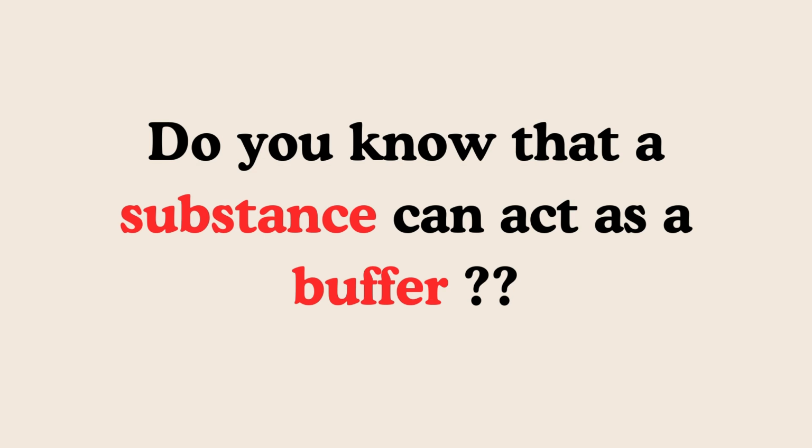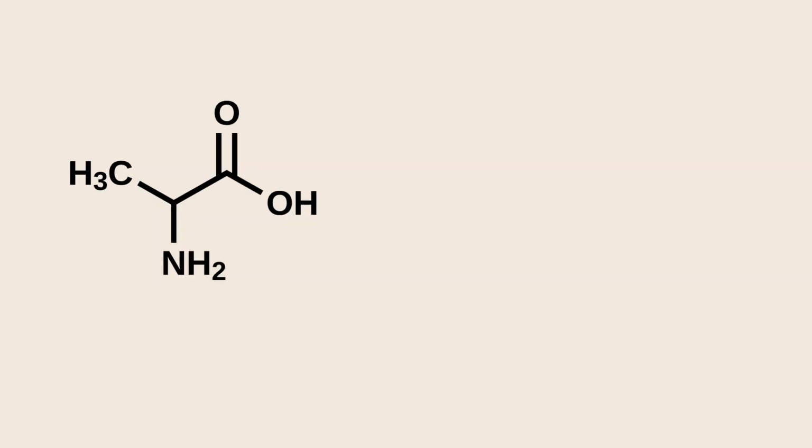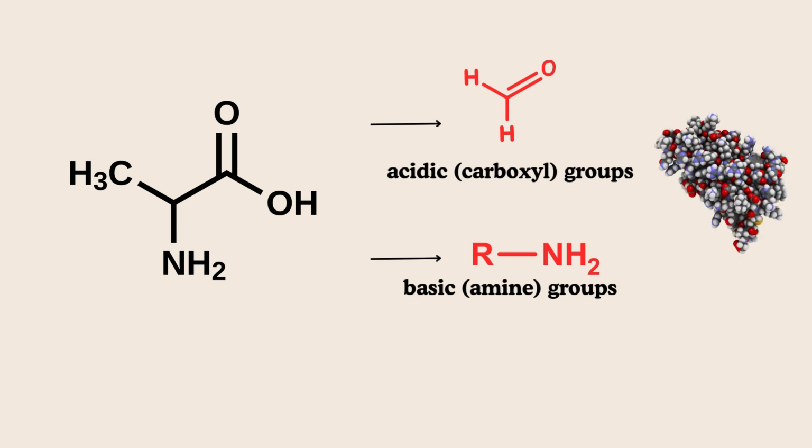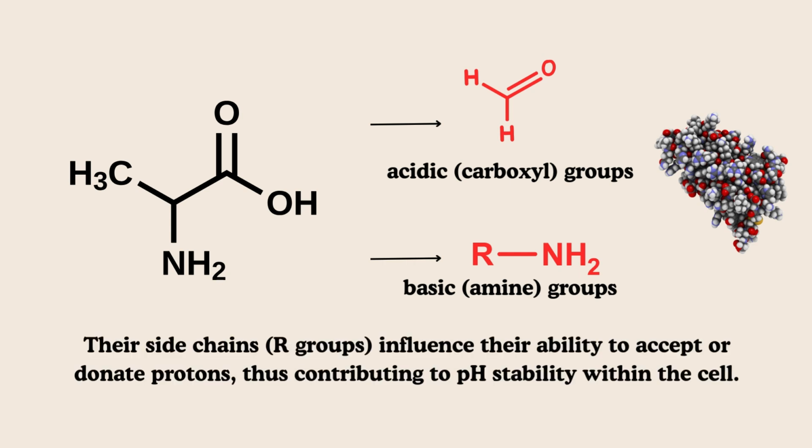Do you know that a substance can act as a buffer? Amino acids have both acidic carboxyl and basic amine groups, allowing them to act as buffers in proteins. Their side chains, R groups, influence their ability to accept or donate protons, thus contributing to pH stability within the cell.